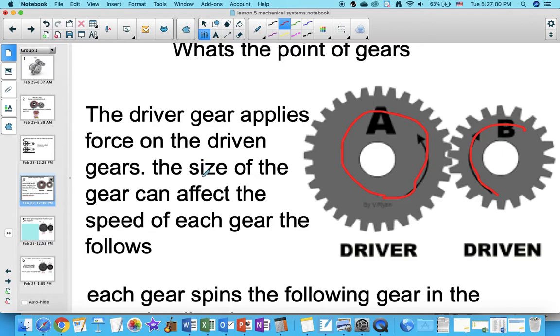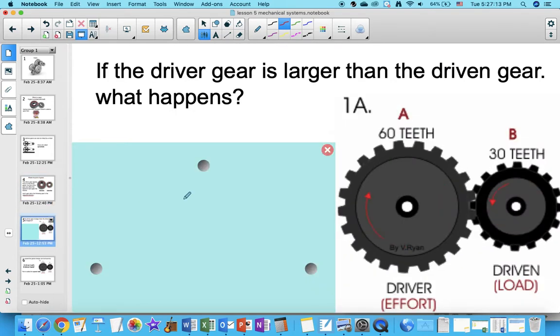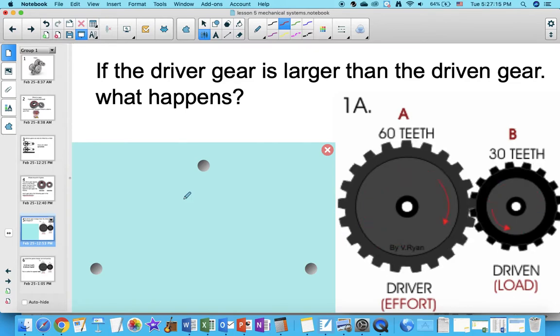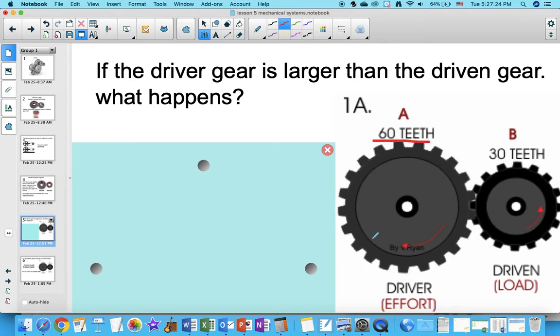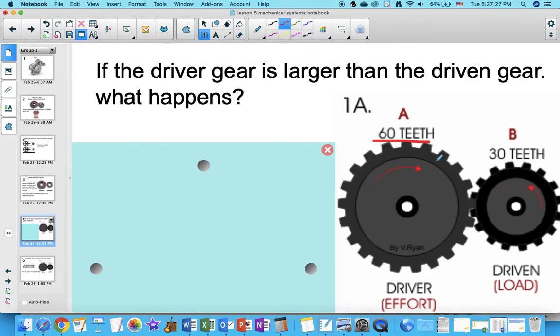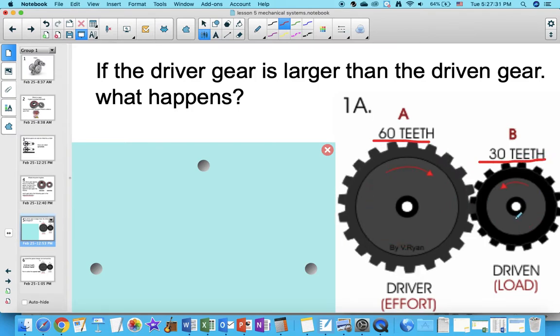The size of the gear can affect the speed of each gear that follows. So if you have a very large gear attached to a smaller gear, that can affect the speed at which the gear train moves. So if the gear applying the force is much larger than the smaller gear, in this GIF we have 60 teeth in this gear. So each tooth, there's 60 in total on this big wheel or gear, is connected in this gear train to this smaller gear of 30 teeth.